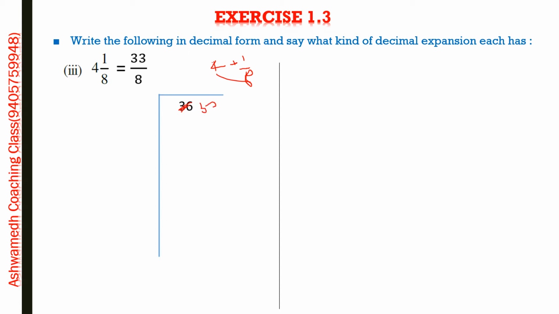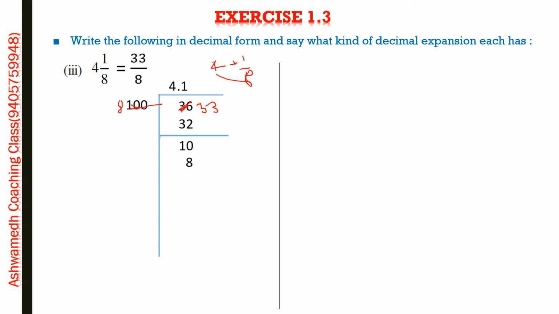Okay, so we just divide this 33 by 8. It is not 100, it is 8. This was a writing mistake. So this is 33 divided by 8. Now 8 into 4 is 32, so 4 is there. Now 33 minus 32 is 1. We cannot divide 1 by 8, so we take a decimal point and a 0.